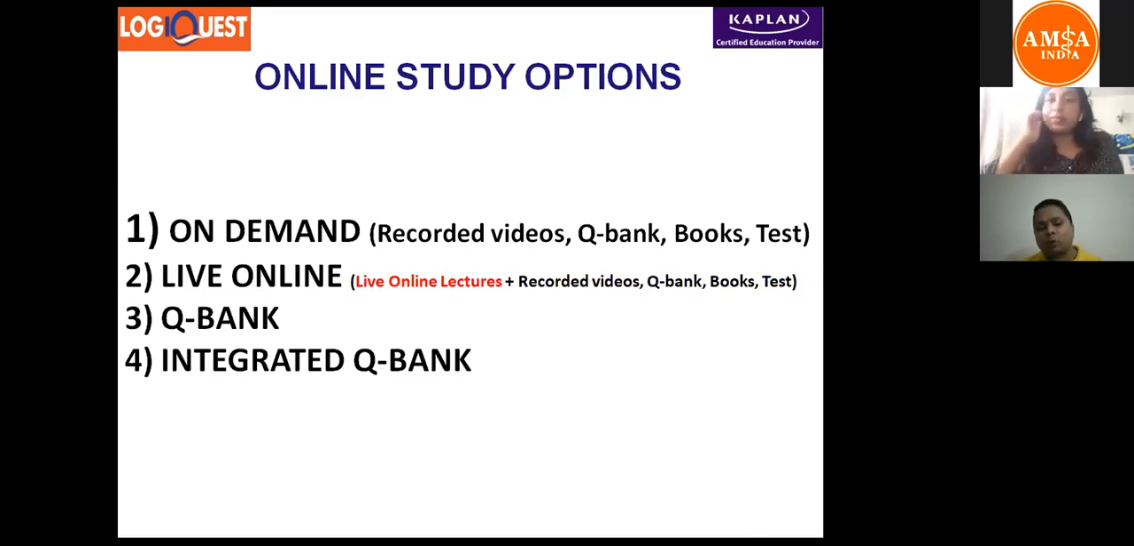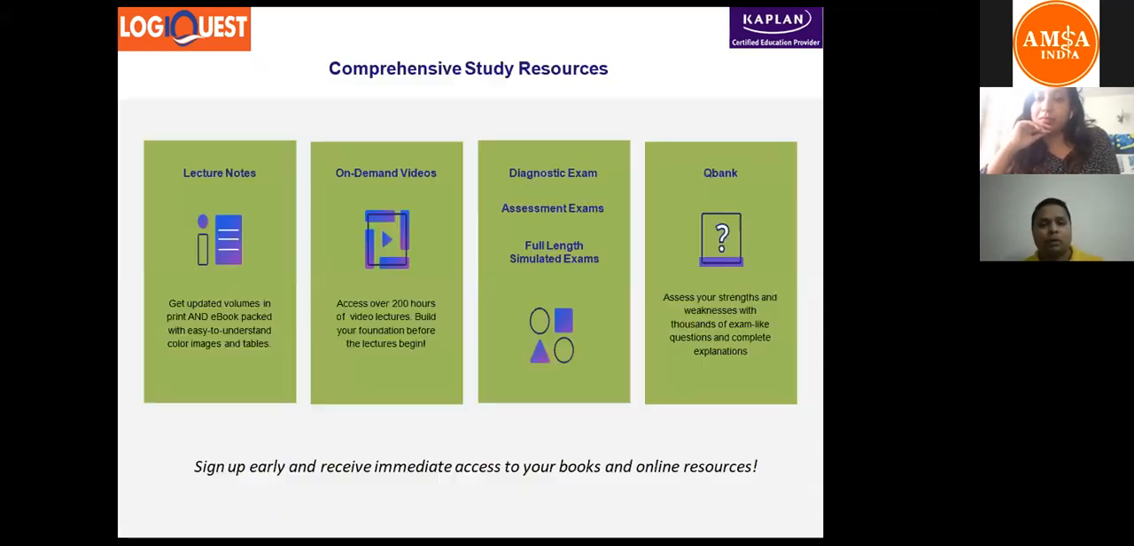Then you also have the question banks separately. If you do not want a clutter, you just want a separate Q bank, we have a Q bank. And there's an upgraded version of Q bank, which is called the integrated Q bank. I'll just explain all these 4 to you. So these are the resources: lecture notes, question bank, or the on-demand videos, diagnostic test, assessment test, full length 7 hours exam.